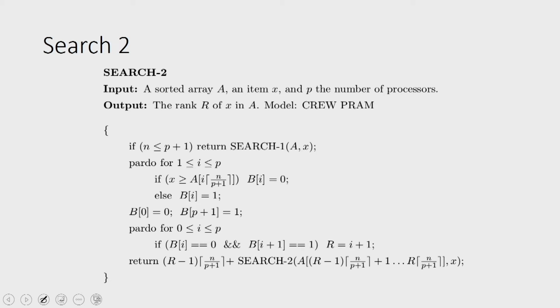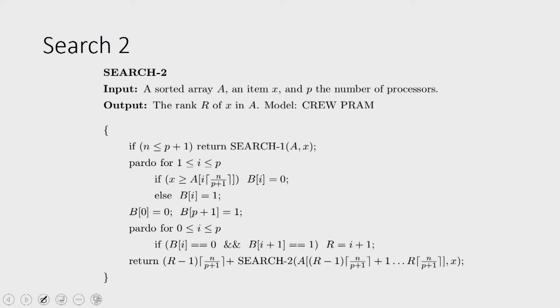Otherwise, we divide the array into p plus 1 segments, and then at each segment separation point, I multiplied by ceiling of n by p plus 1 for each I varying from 1 to p is one such segment separation point. At each segment separation point, we compare x with the point. If x is greater than or equal to that, then we set the bi value of that to 0, otherwise we set the bi value of that to 1.